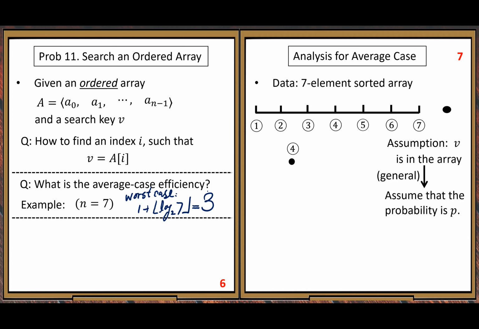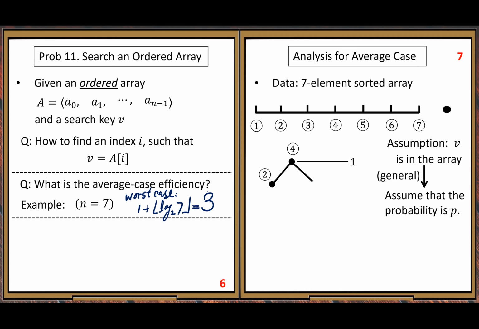Now let's consider the first comparison based on binary search. We need to compare V with the element at position 4, the middle location. That's our first comparison. Then we need to go to the left branch or right branch based on the comparison result, greater than or less than. So we have two branches.